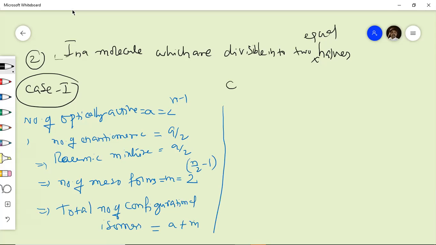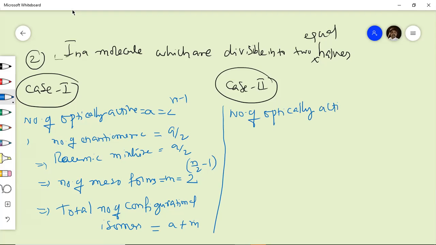Another one, case 2. When it comes to case 2, we have the number of optically active forms given as A, that is equals to 2 power n minus 1 minus 2 power n minus 1 by 2.